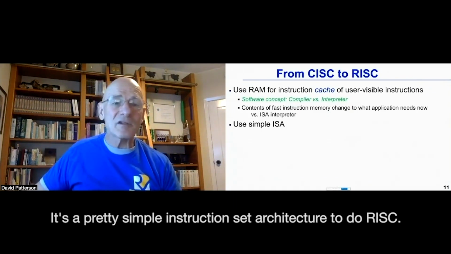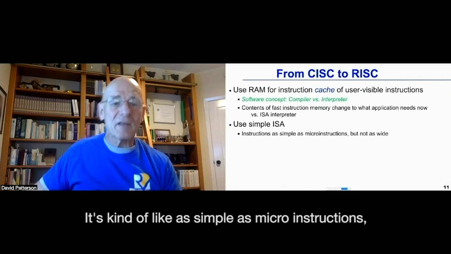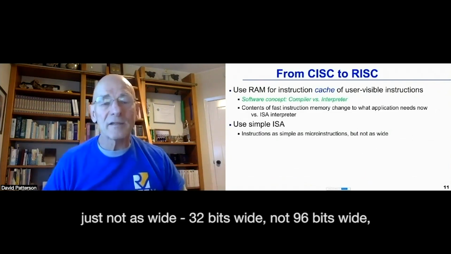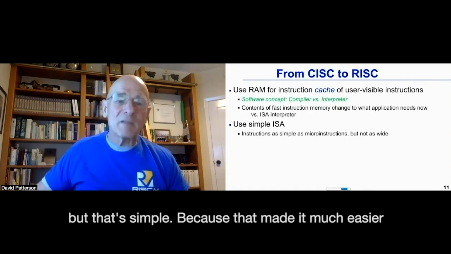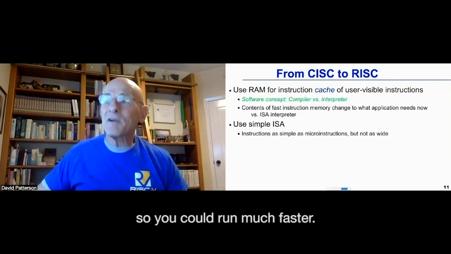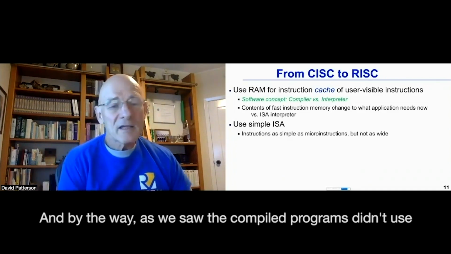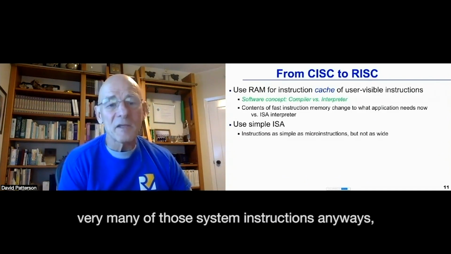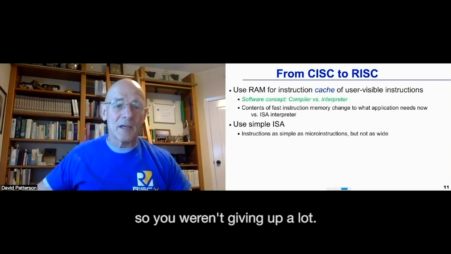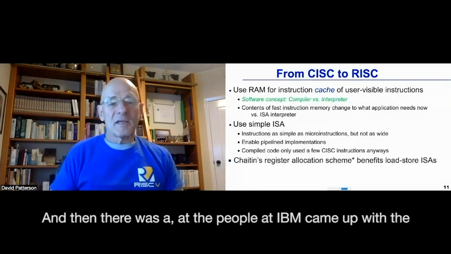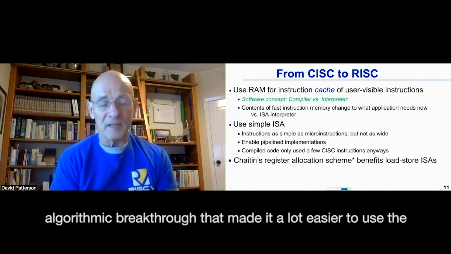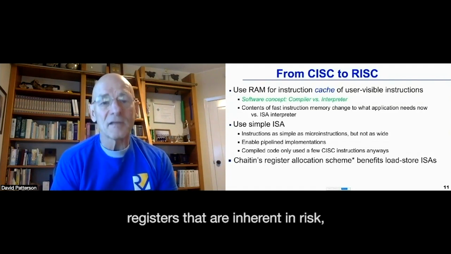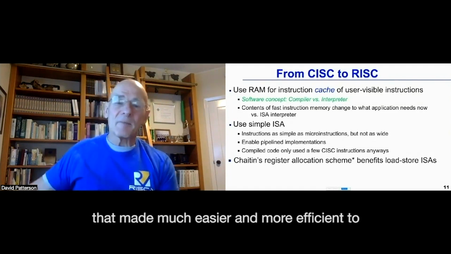It's a pretty simple instruction set architecture to do RISC. It's kind of like as simple as microinstructions, just not as wide. They're 32 bits wide, not 96 bits wide, but that's simple because that made it much easier to do pipeline implementation, so you could run much faster. And by the way, as we saw, the compiled programs didn't use very many of those CISC instructions anyway, so you weren't giving up a lot. And then people at IBM came up with an algorithmic breakthrough that made it a lot easier to use the registers that are inherent in RISC, that made it much easier and more efficient to compile programs to use it.